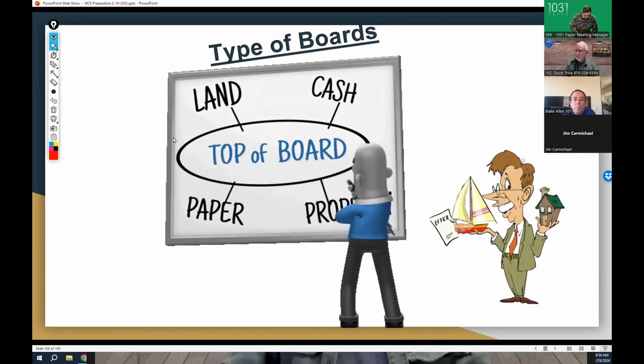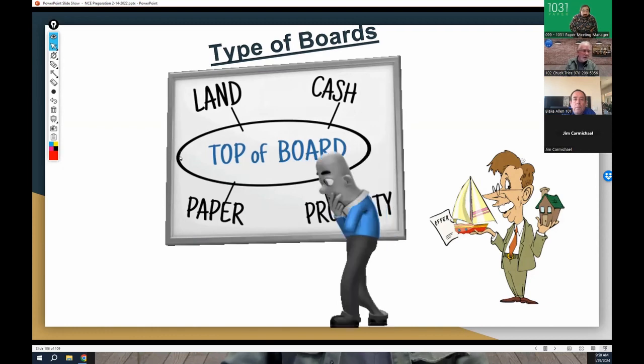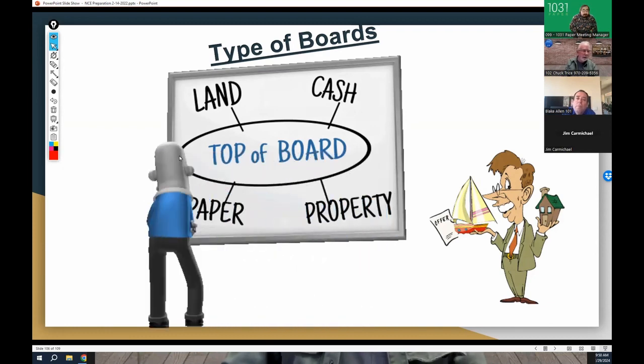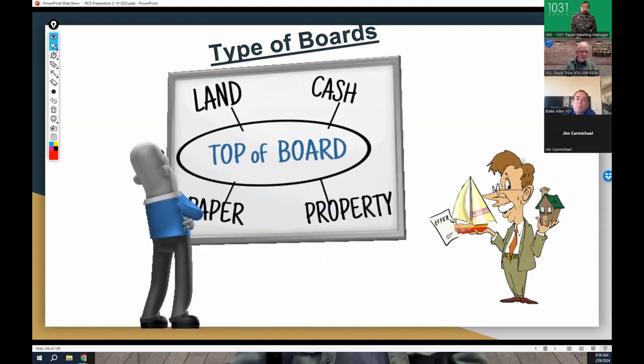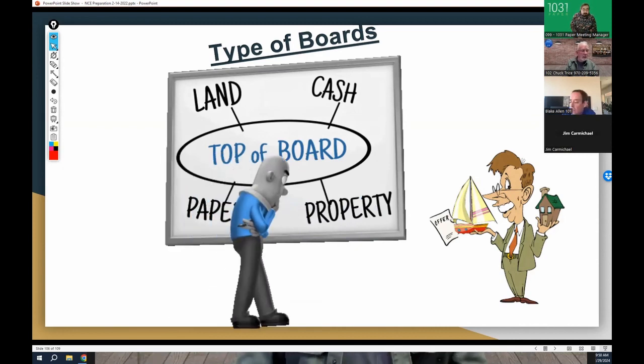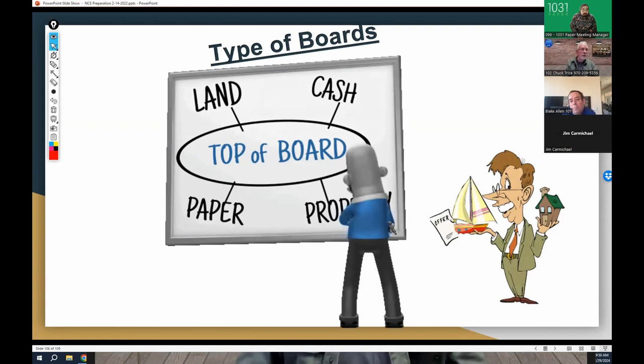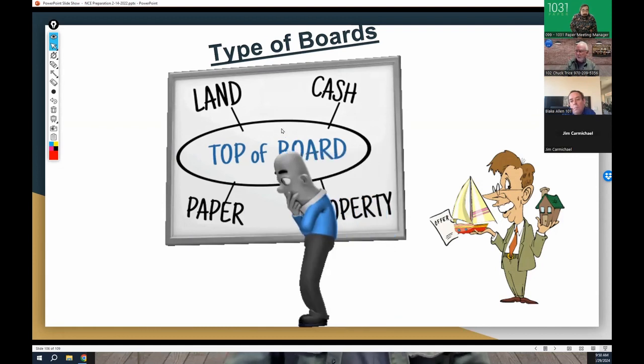You can have types of boards. I mean, we're just dealing with property right here, but you can have land and cash. And that's what Blake was talking about in the beginning. He's going to try to develop a place for paper. And so we'd have a paper board, and you develop it just like you would a property board.